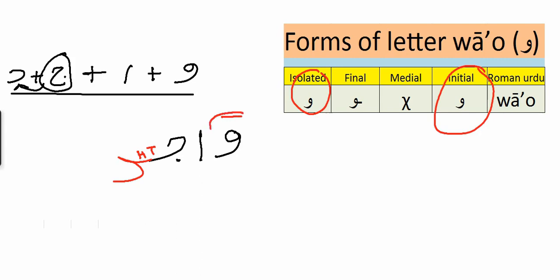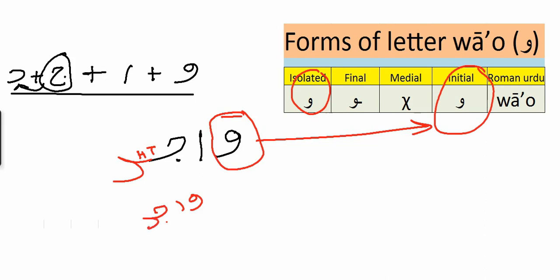You can see I used initial waw. This word is Wajid, Wajid. So here waw is initial.